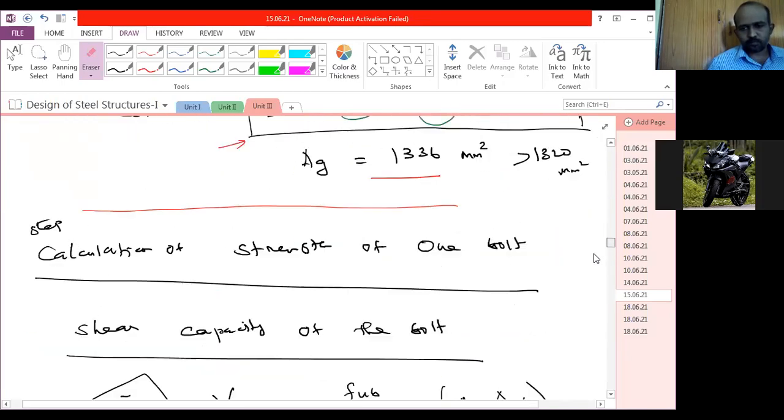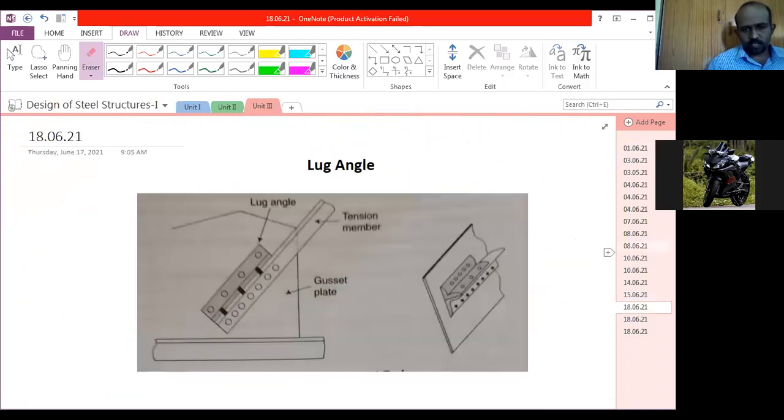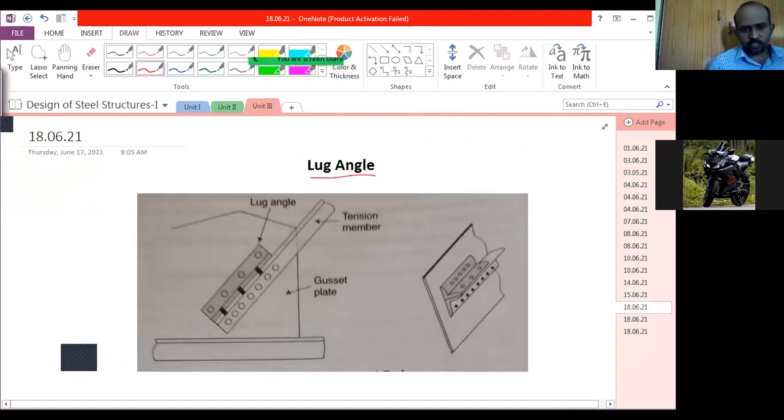Now, the last concept is called the leg angle. We are going to discuss the leg angle. What is the meaning of leg angle? The illustrative example, the picture, clearly explains it. Leg angle means an additional angle. It is represented here as the additional angle.